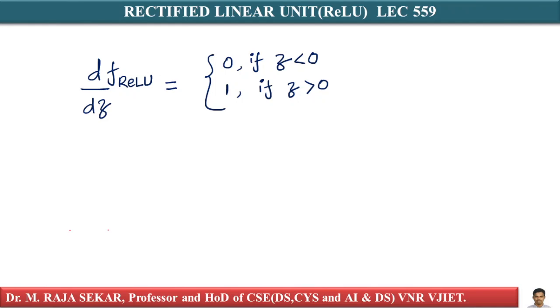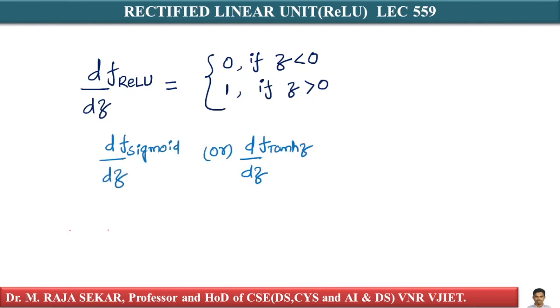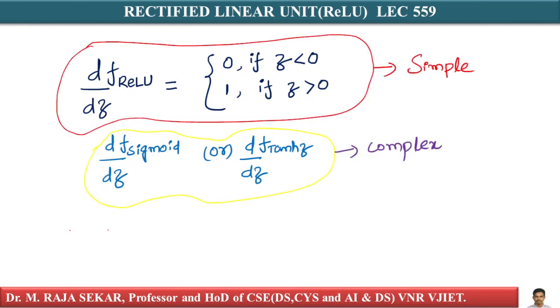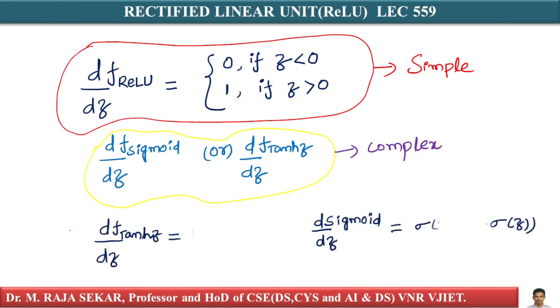What is the derivative of the sigmoid unit or the tanh function? Calculating derivatives for sigmoid or tanh functions is far more complex compared with the ReLU function, isn't it? The d by dz of tanh is 1 minus tanh square z, so you have to compute a complex function like tanh z. Even the derivative of sigmoid is sigma z into 1 minus sigma z, so you have to compute the sigmoid function.